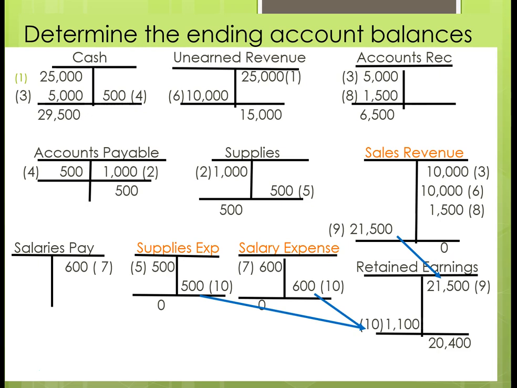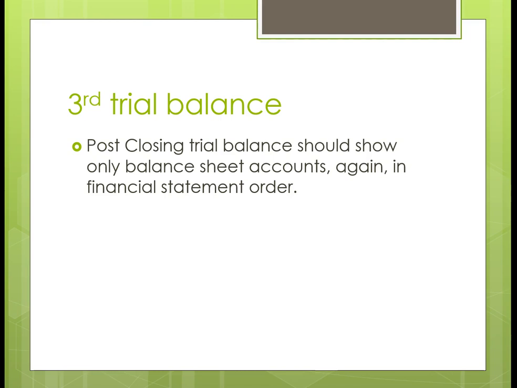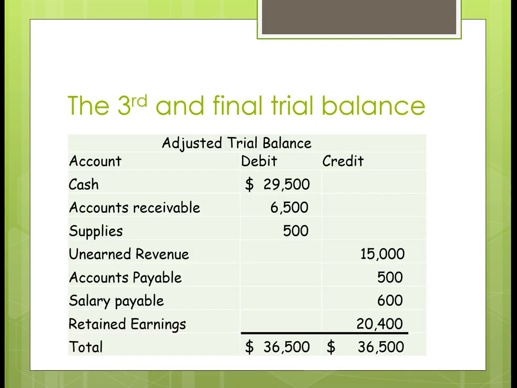Now we can prepare our last trial balance. And that is the post-closing trial balance, and it should only show balance sheet accounts, again in financial statement order. And this is what it would look like for our example. So as you can see, our debits equal our credits. We have actually rolled into our retained earnings account all of our expenses, revenues, and dividends. And if you notice, the ending balance is $20,400. That ends this part one of a two-part presentation.